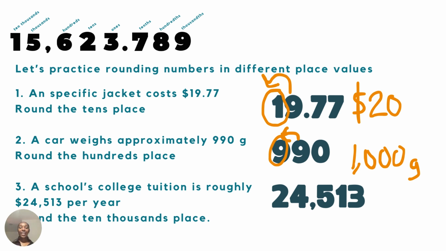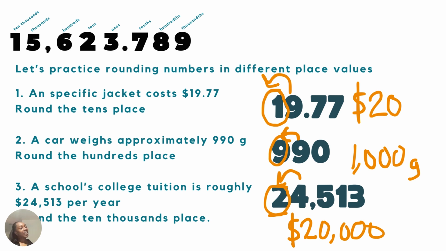And lastly, a school's college tuition is roughly $24,513 per year. Round to the 10,000s place. So we're going to do the 2. The number directly behind the 2 is a 4, and it's going to be $20,000.